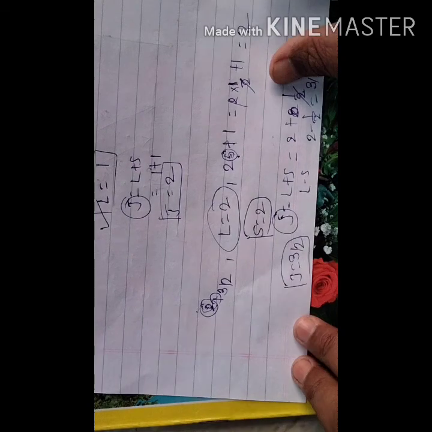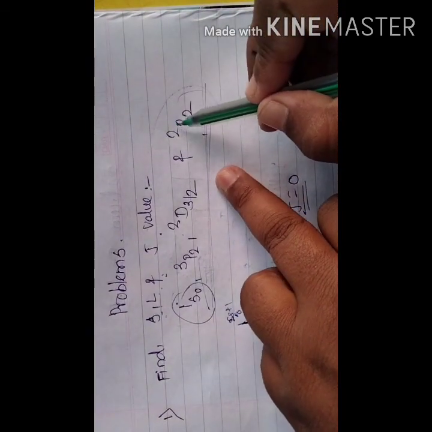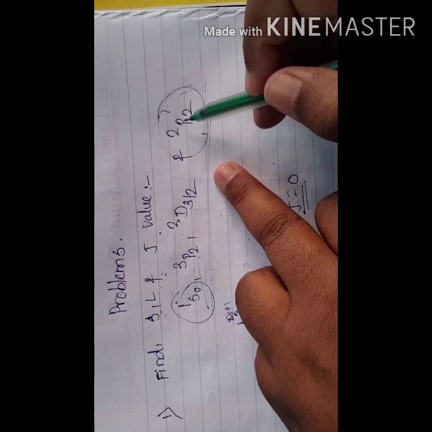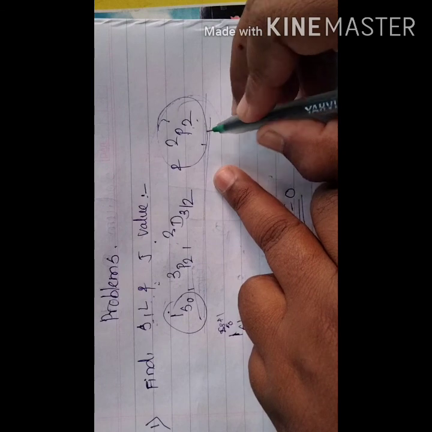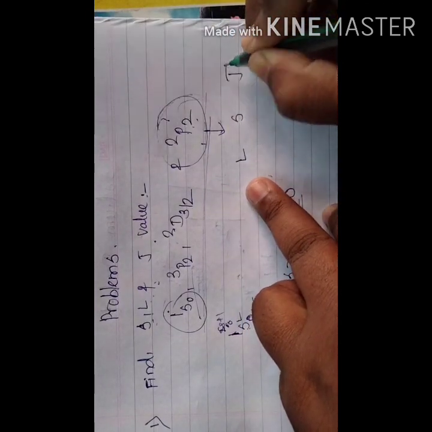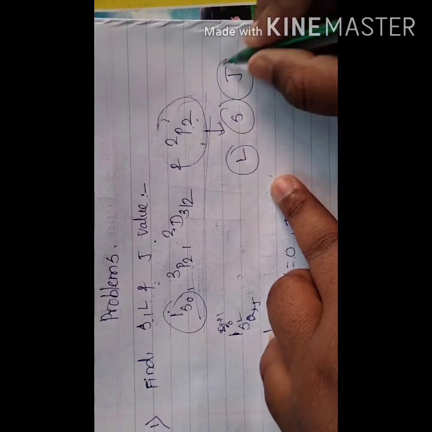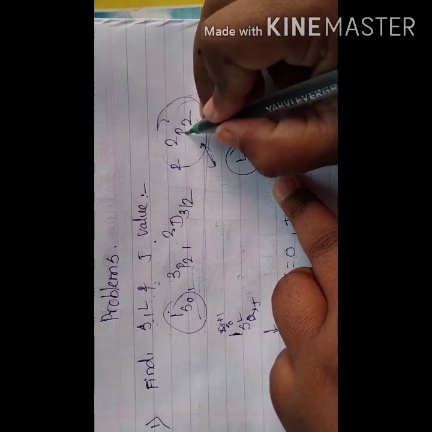Okay, and here we have to write the value of S, L and J for this spectral notation term. So here L, S, J, we have to write the values of L, S, J from this term. So L is 1 for p.